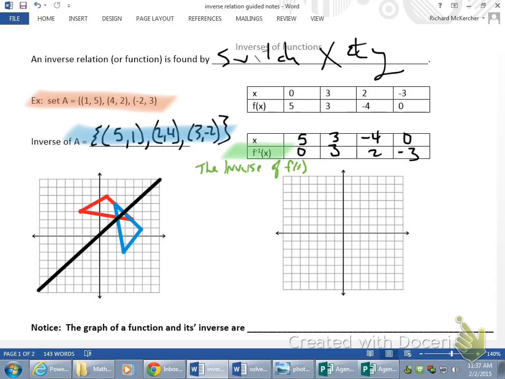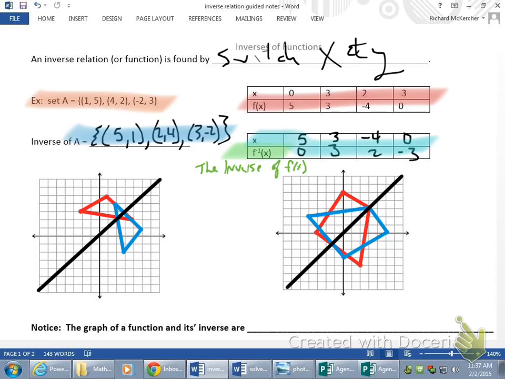Okay? I'm going to try the same thing over here and see what happens. First, I'll just graph my points and go ahead and connect them. I'm going to graph the inverse points and go ahead and connect them. And I hope that you notice once again that I do have a perfect reflection. It's a mirror image. Okay?